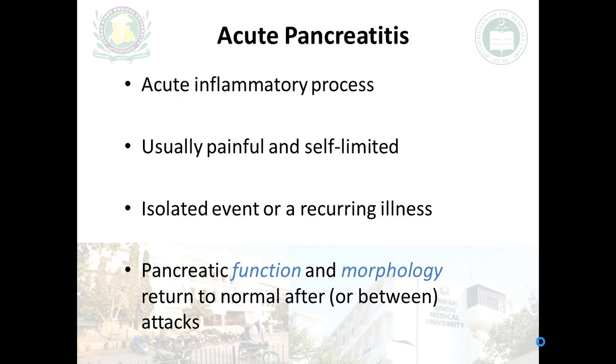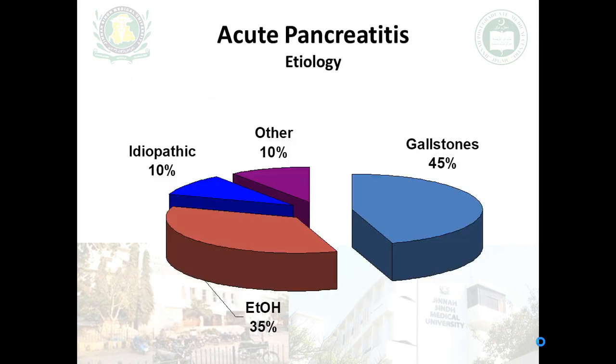What is acute pancreatitis? Acute pancreatitis is basically an acute inflammatory process, usually painful and self-limited. It can be an isolated event or a recurrent illness, and most of the time the pancreatic function and the morphology return to normal after attacks. So it's an inflammatory process.